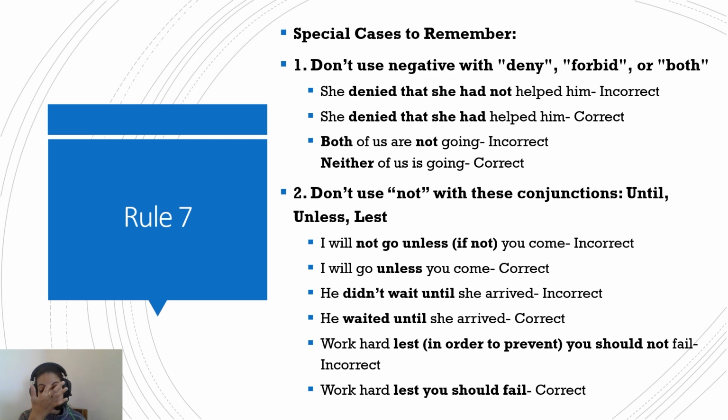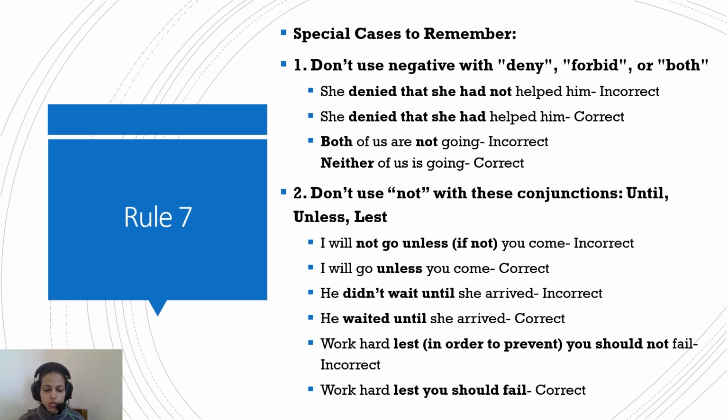So the sentence "he didn't wait until she arrived" is completely giving a different meaning. "He waited till the point she arrived" means he didn't leave before. That's what the sentence is trying to say. But "he didn't wait until she arrived" means that he left before. So it's completely distorting the meaning of the sentence. So be mindful. Do not use double negatives in one sentence.